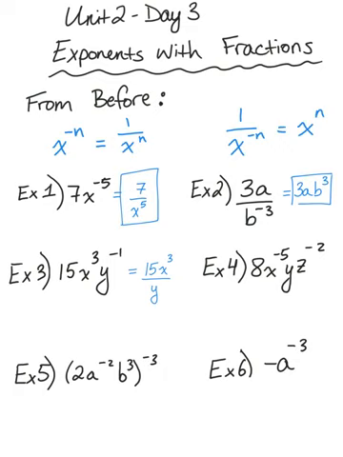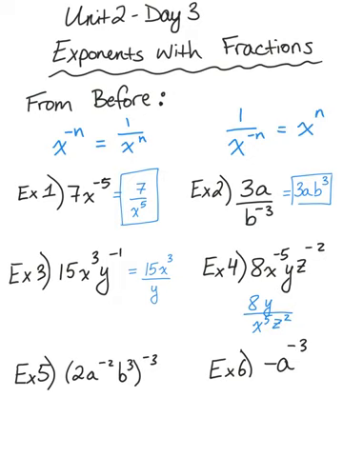Going on to example 4, same idea. I am simplifying here. The 8 is already positive, so it stays the same. The x has a negative exponent, so it's going down below. The y is positive, and the z goes below. So again, the sign of the overall number doesn't change. Nothing is negative here. The exponent is just telling us that it is in the wrong position.